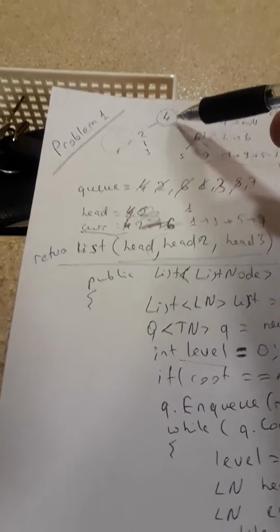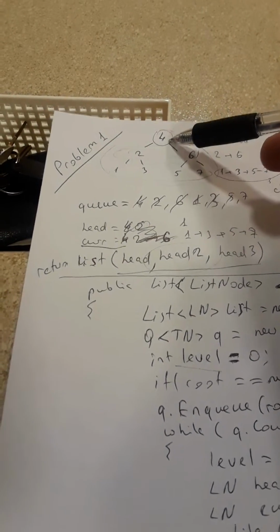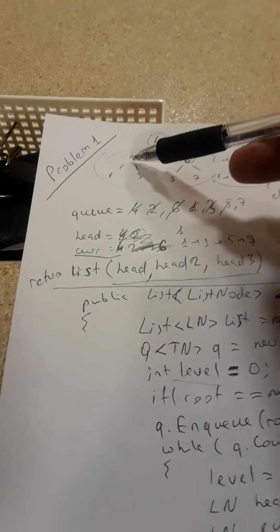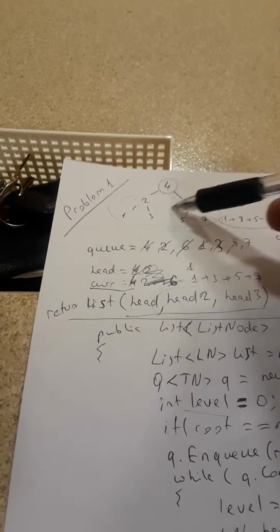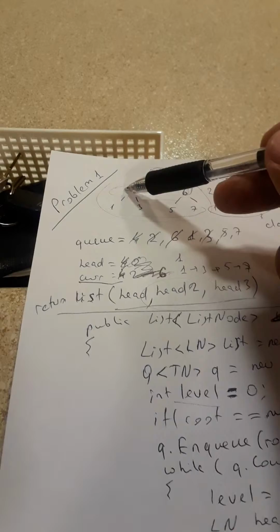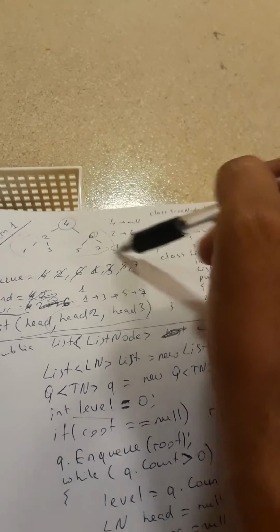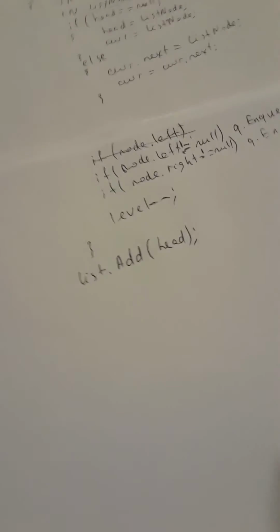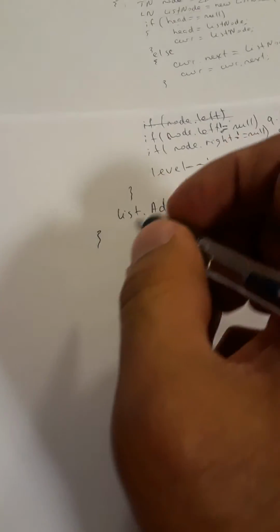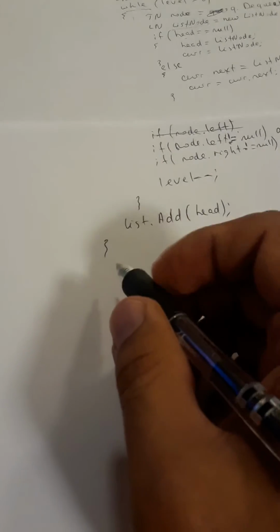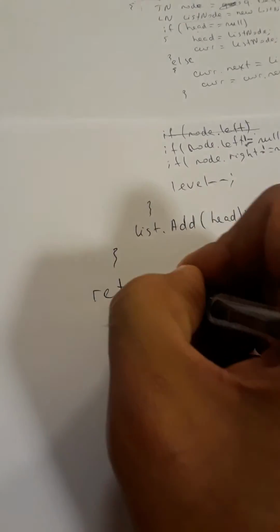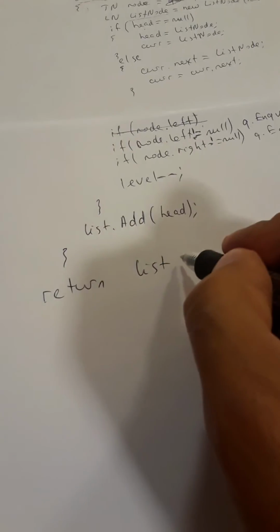So we will push the head of this depth, the header list node for this depth, into our list, so we will be pushing to our list this linked list. And after we are done with all nodes of our tree, we will return our list with the linked lists.